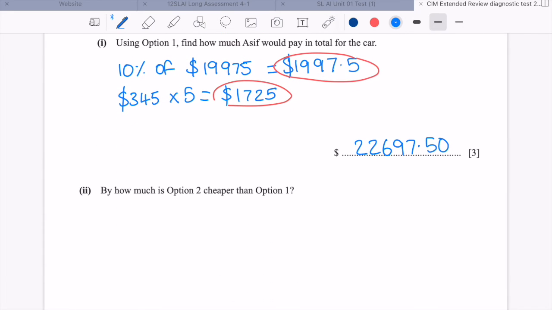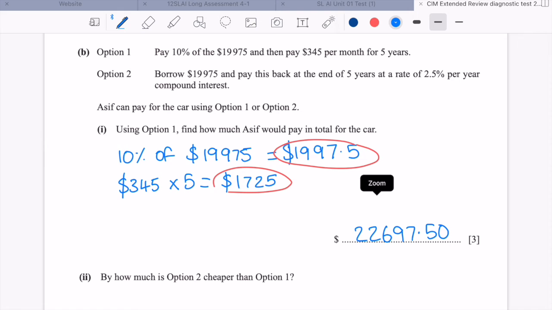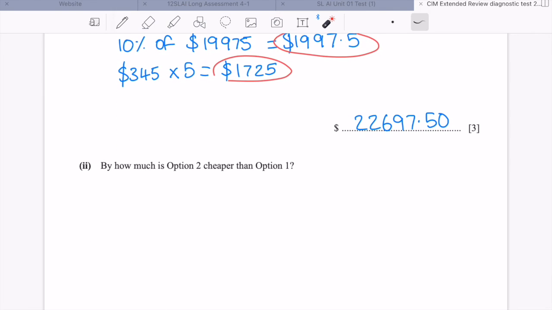And then how much cheaper is option 2 than option 1? So option 2 is using compound interest. So this time I'm borrowing the full amount and I'm paying it for 5 years at a rate of 2.5%. So for this one, I've got my original amount, I've borrowed the whole amount, and it's being increased by 2.5%.